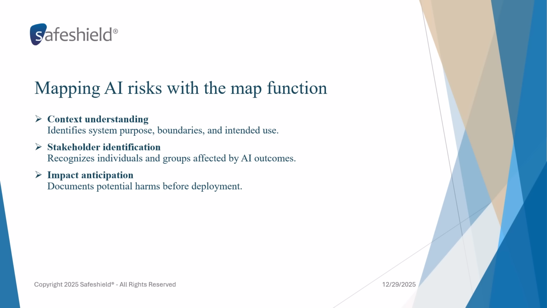Mapping activities include defining the AI system's objectives, capabilities, and limitations. This involves documenting what the system is designed to do, what it should not do, and the assumptions underlying its operation. Clear system boundaries reduce ambiguity and unmanaged risk. Stakeholder identification is a critical aspect of the map function.